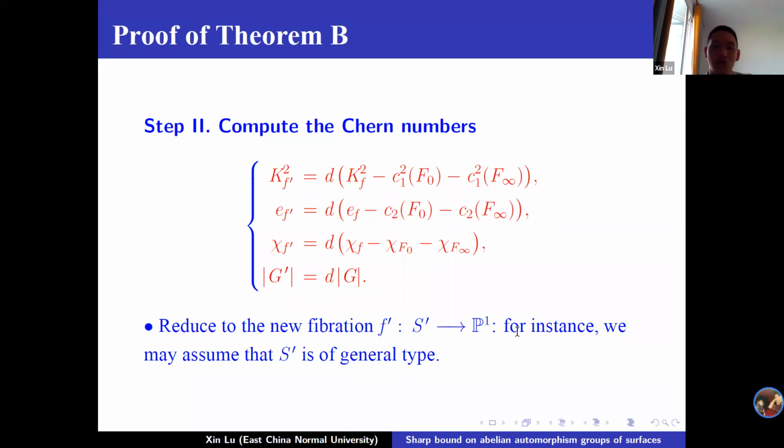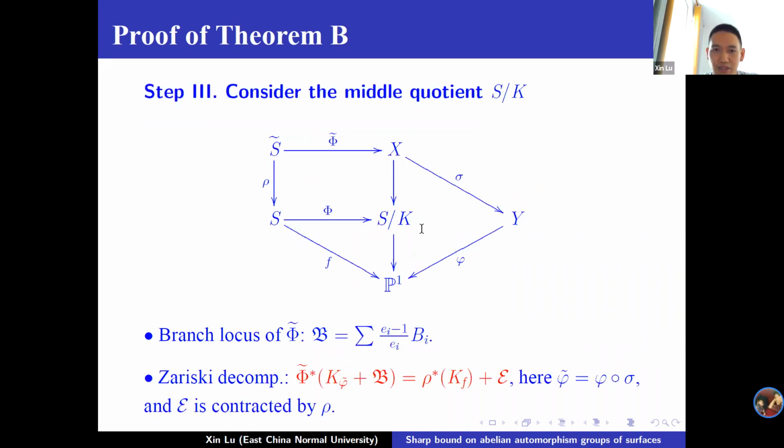For example, we can assume S prime is of general type. And also, we can assume that F prime has sufficiently many single fibers, because F has at least 3 single fibers. So there must be at least 1 single fiber not over 1 and infinity. So on S prime, there will be sufficiently many single fibers.